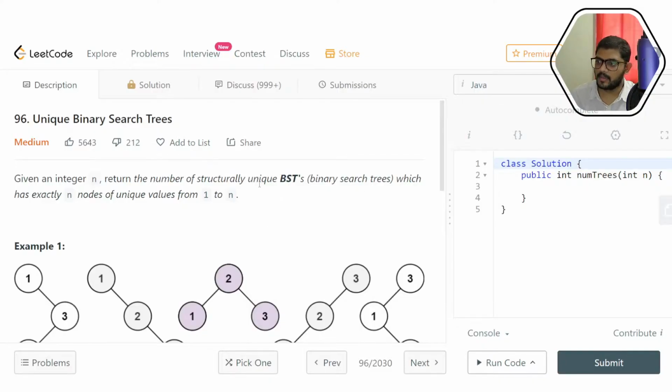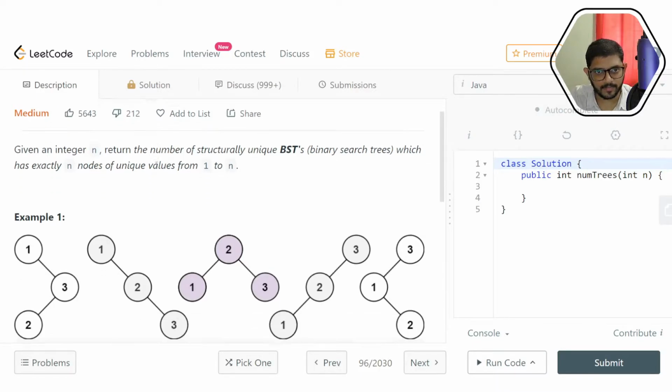Hi everyone. In this video, we are going to discuss problem number 96, Unique Binary Search Trees from Leetcode. It's a medium level problem. So the problem description goes like this.